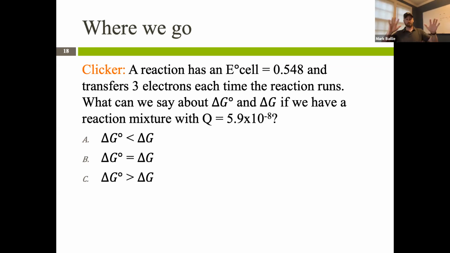So let's say we've been talking about standard conditions for the last two questions. What is the value of our delta G if we're at non-standard conditions, specifically the conditions that I've listed here, with a Q value of 5.9 times 10 to the negative 8? So is delta G going to be bigger or smaller than delta G naught? Or the same? Couple more seconds.